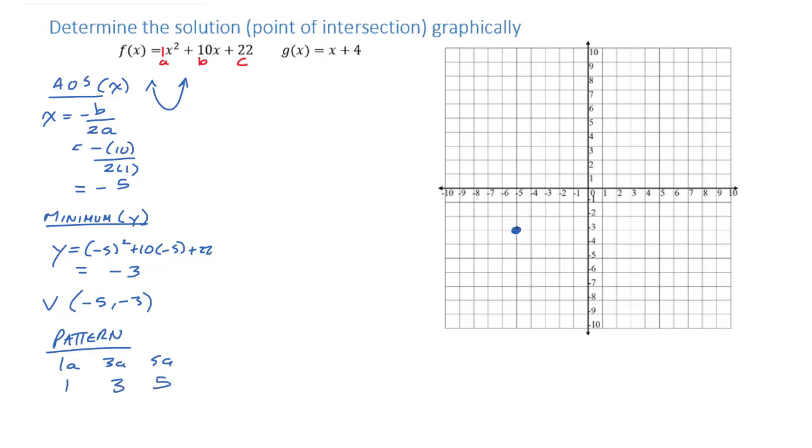So every time I go to the left and right one step, first I'm going to go up 1, then 3, then 5. If this doesn't sound familiar to you, go back and watch the video where I explain this in more detail. And there's lots of resources on the internet, and they call it the step pattern for quadratics.